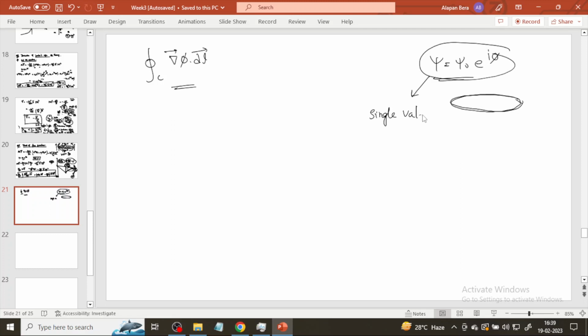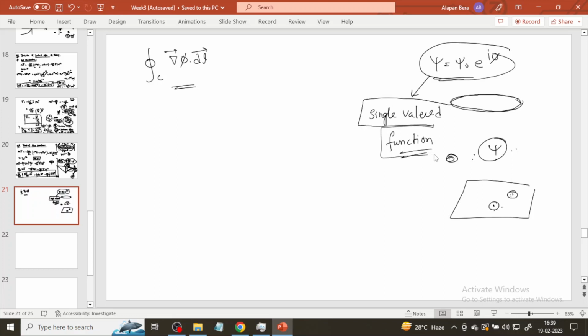So there cannot be any two places. What does this mean? It means that if you consider the value of psi at some point in space, at each point in space this psi can have only one value. It cannot have multiple values at one point. So if psi is a single valued function, then that tells us about phi along a closed path when we do the integration.